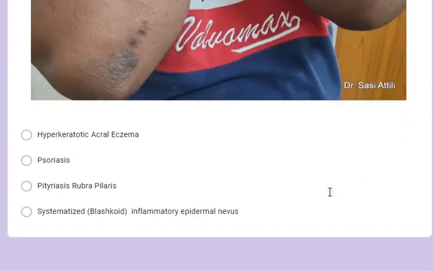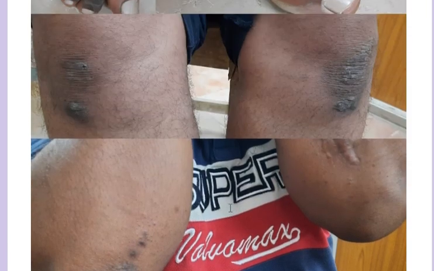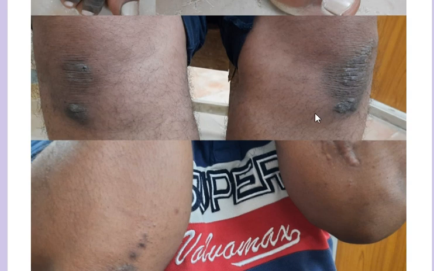So the diagnosis here is psoriasis. It is not a systematized Blaschkoid inflammatory epidermal nevus, though the histology can be pretty much similar. There is no difference in histology between psoriasis and inflammatory epidermal nevus. Both histologies look similar. However, the clinical picture is not that of an epidermal nevus.